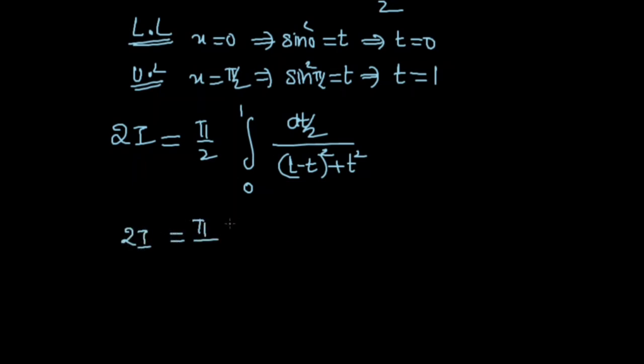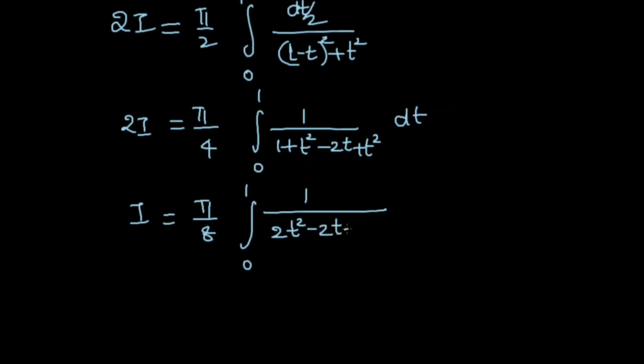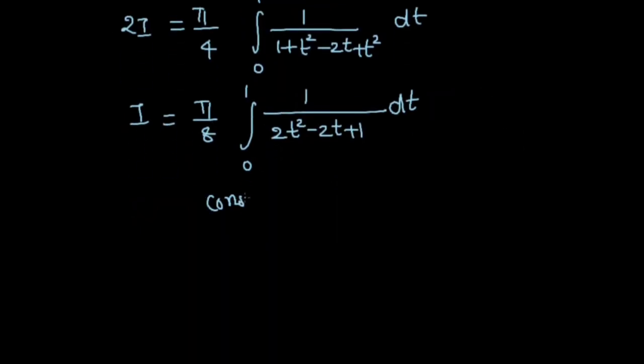So pi by 2 to the 4. Integration 0 to 1, 1 by, this is (a minus b) whole square, a square plus b square minus 2ab, plus t square dt. Why are we doing t square? We have t square here. Next, 2 send it to the right side, pi by 4 to 8. Next, 0 to 1, 1 by, we have here t square plus t square, 2t square minus 2t plus 1. So we have to consider here a quadratic, 2t square minus 2t plus 1.